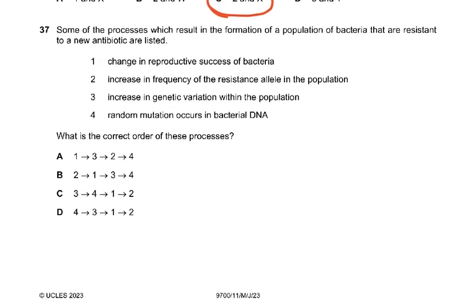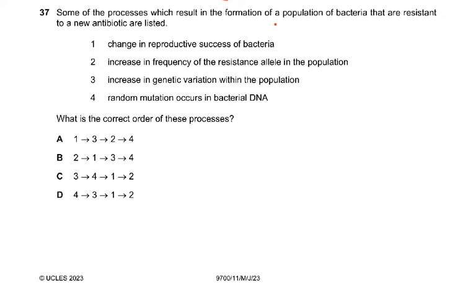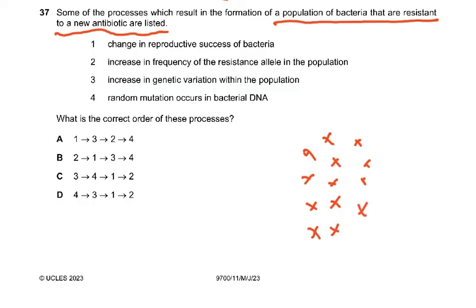Then some of the processes which result in the formation of a population of bacteria that are resistant to a new antibiotic are listed. So you have these bacteria, and you tell the patient to take antibiotics for 5 days, and then when he takes it for one day, he feels better, and he stops taking the antibiotic. Well, most of them die, but some are left, and those which are left mutate, and when they mutate, now they are dividing, so their numbers are going to increase. So what is the correct order for these processes?